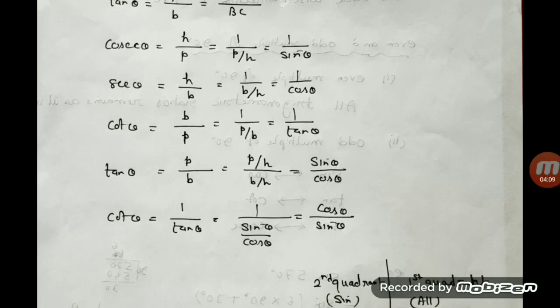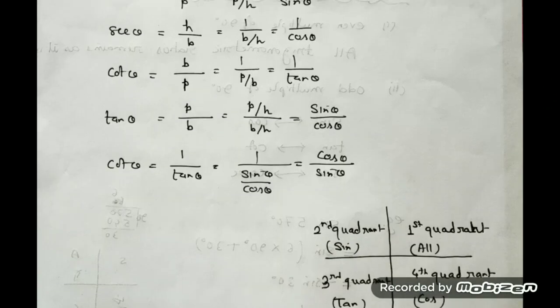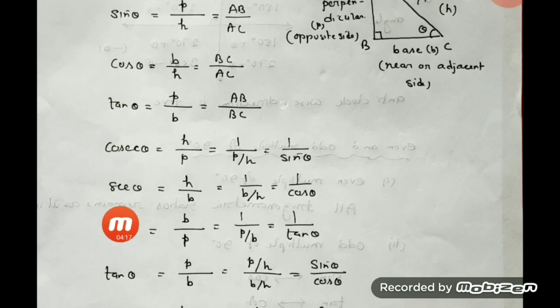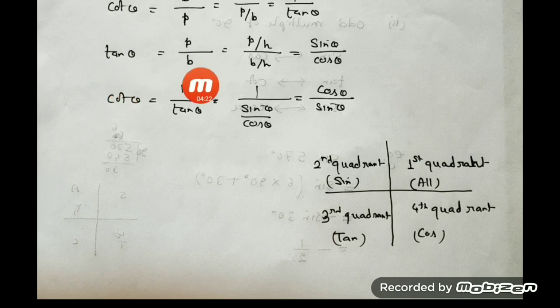Now let us go to some different relations. These are the preliminary definitions we have got. Now you see that tan theta is perpendicular by base, that is known to you. Now perpendicular by base, you can write it by dividing both the numerator and denominator by h. It becomes P by h by B by h. What is P by h? P by h is sine theta and B by h is equal to what? Cos theta. So tan theta can be written as sine theta by cos theta.